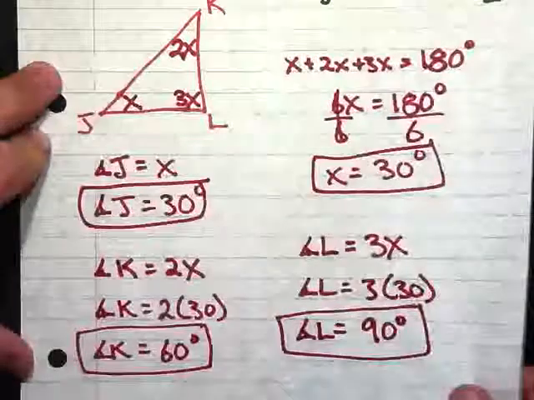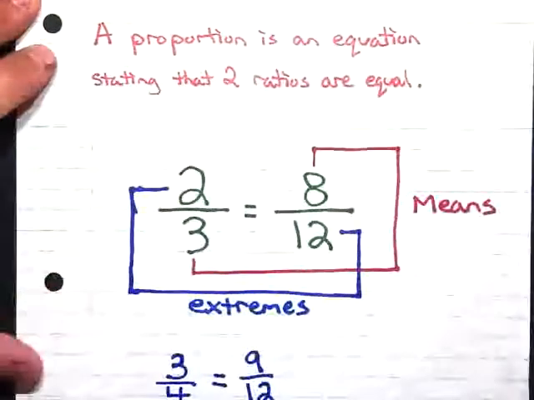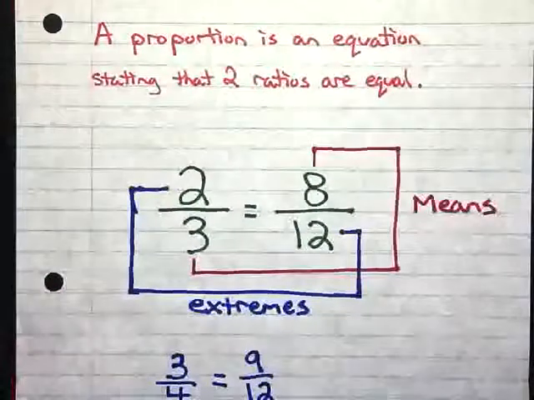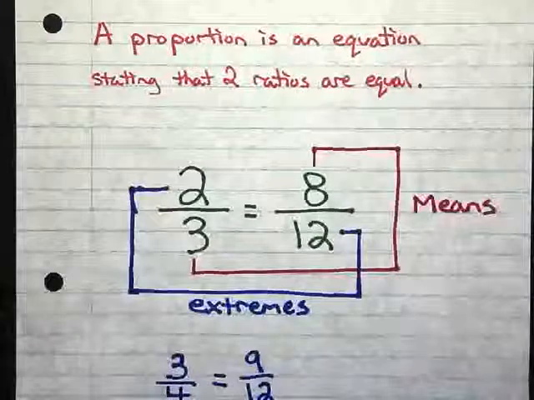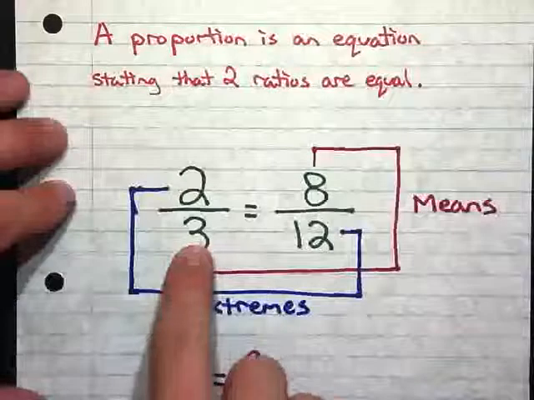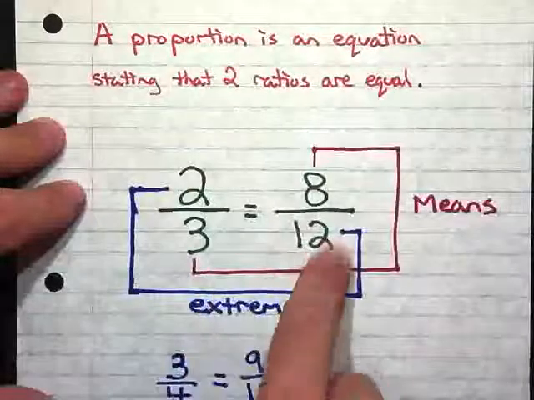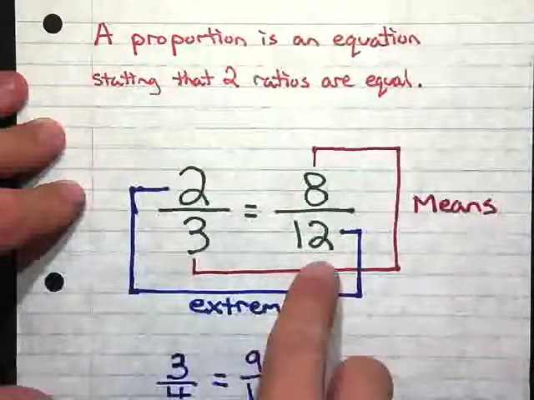Now let's go ahead and take a look at another aspect of ratios, and that's called proportions. A proportion is basically an equation stating that two ratios are equal. You can see here that I have a ratio of 2/3 equal to a ratio of 8/12. So we have two ratios equal to each other.